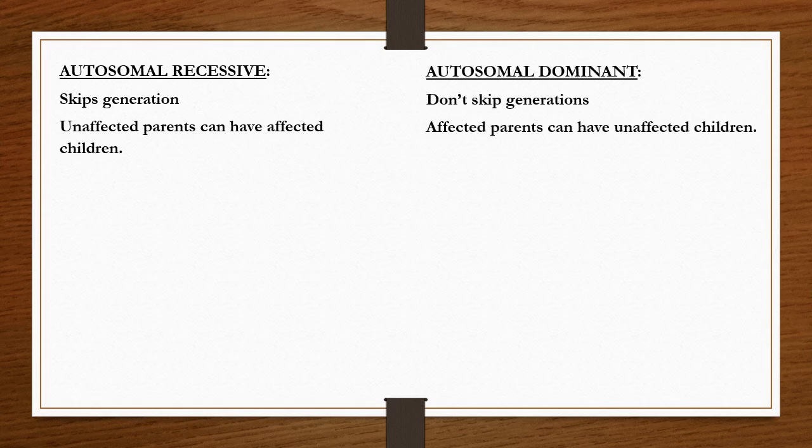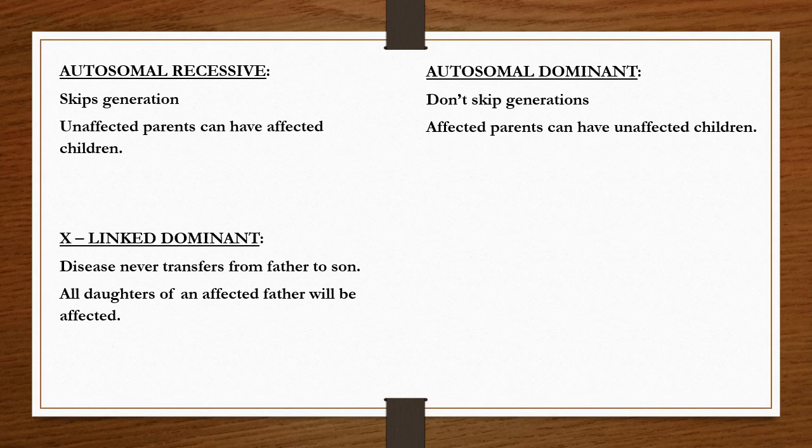Next, autosomal dominant. It does not skip generations. Autosomal dominant will continue generation after generation. Affected parents can have unaffected children. But in autosomal recessive, unaffected parents have affected children.